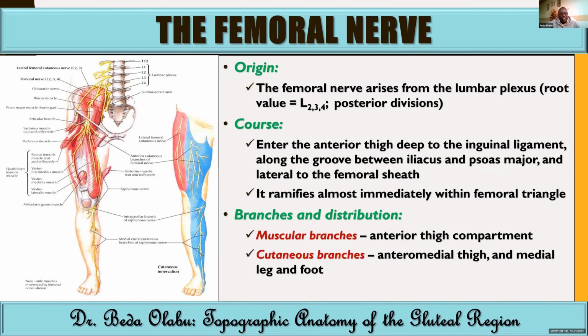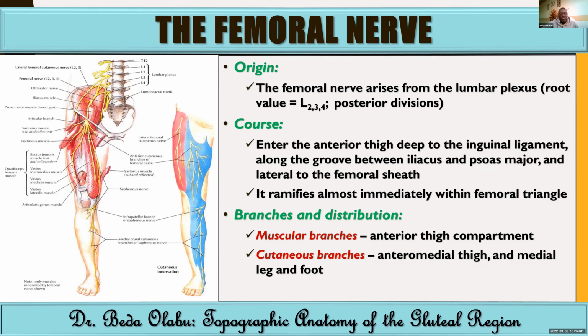Apart from muscular branches, the femoral nerve also gives cutaneous branches, which go to the skin of the anteromedial thigh, as well as the skin of the medial side of the leg and that of the medial side of the foot. These ones are named. The ones which go to the skin of the anteromedial thigh are the anterior cutaneous branches of the femoral nerve, which we had mentioned earlier, the intermediate and the medial one. And then the one which goes to the medial side of the leg and foot is the saphenous nerve, which is also considered the terminal branch of the femoral nerve. So those are the cutaneous and muscular branches of the femoral nerve.